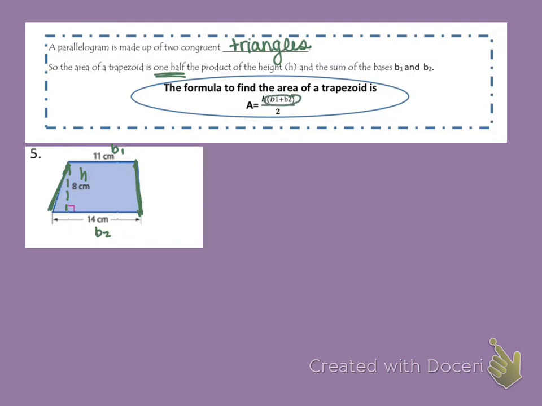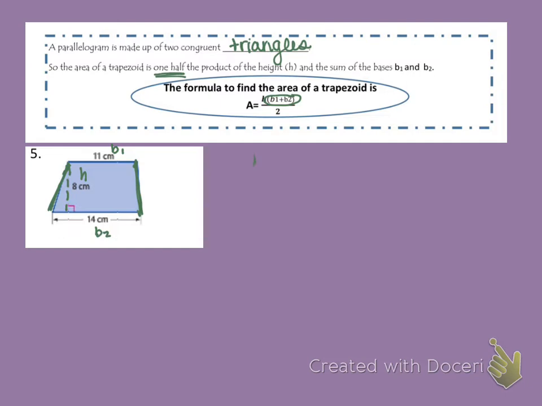So it's completely okay if we labeled these B2 and B1. Because it's addition, the order doesn't particularly matter. Typically I put the smaller one as B1 and the bigger one as B2, but because it's addition, it's okay.